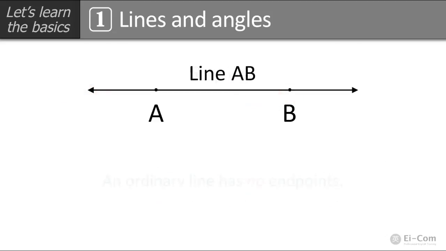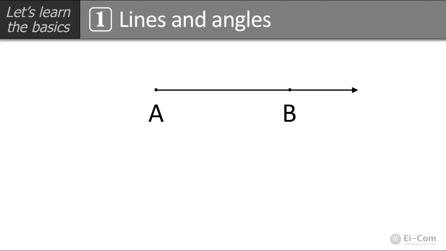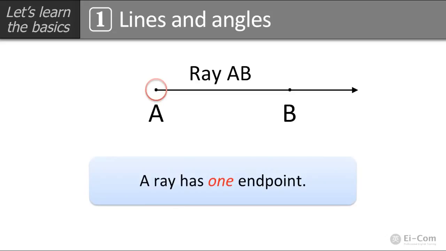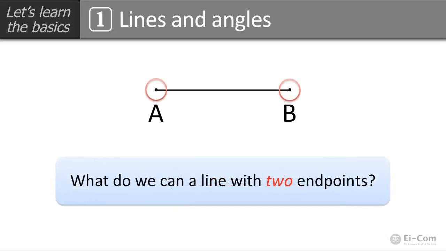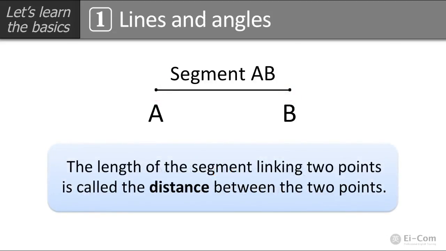Now you may wonder, if an ordinary line has no endpoints, and a ray has one endpoint, then what do we call a line with 2 endpoints? A line with 2 endpoints is called a segment. And in this case, since the endpoints are at A and B, we can call this segment AB. As mentioned in the textbook, the length of the segment linking 2 points is called the distance between the 2 points.